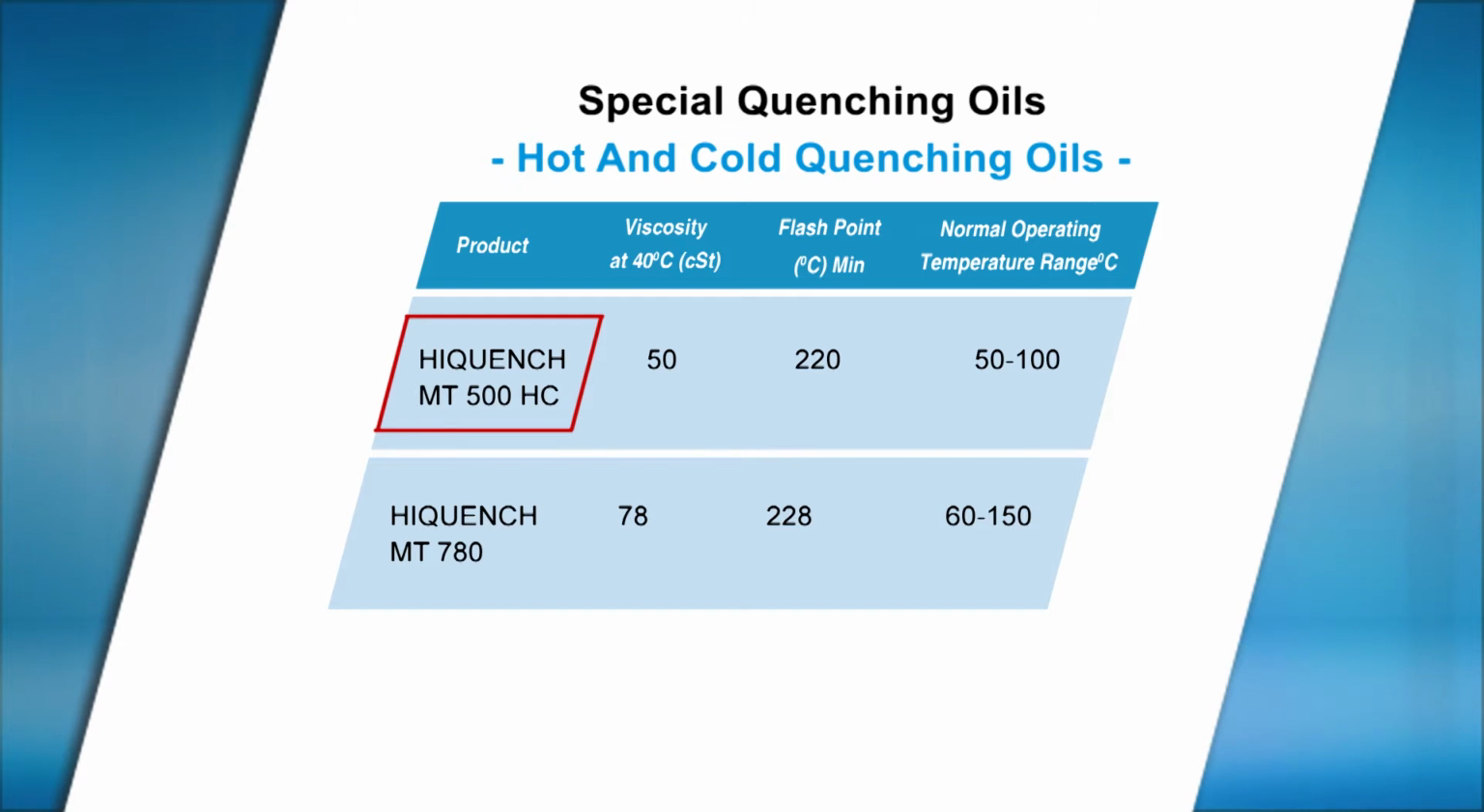The product HiQuench MT500HC has a viscosity of 50 centistokes and can be used in operating temperature range of 50 to 100 degrees Celsius. HiQuench MT780 has a typical viscosity of 78 centistokes and can operate in temperature range of 60 to 150 degrees Celsius.